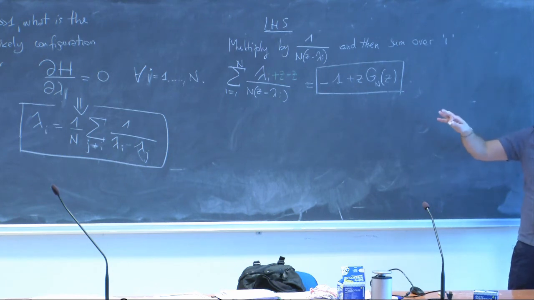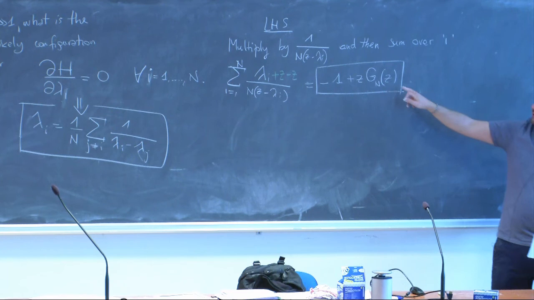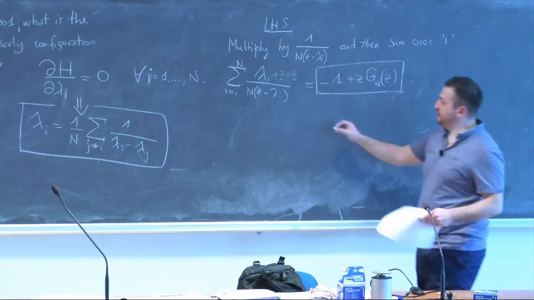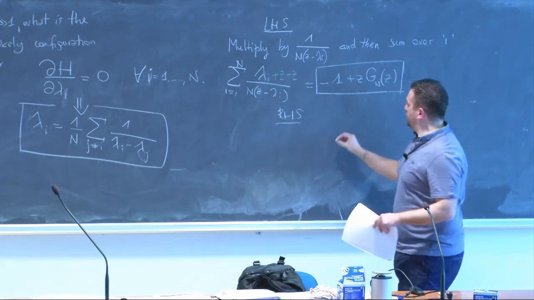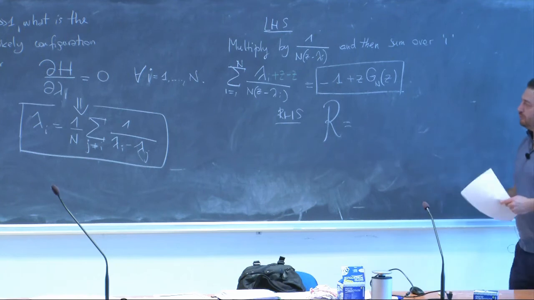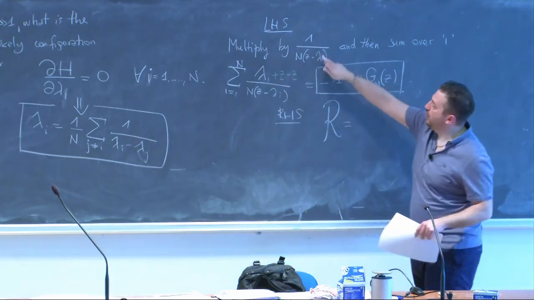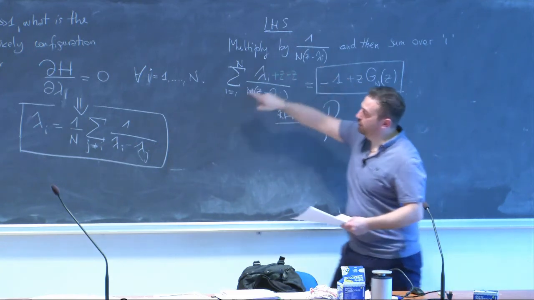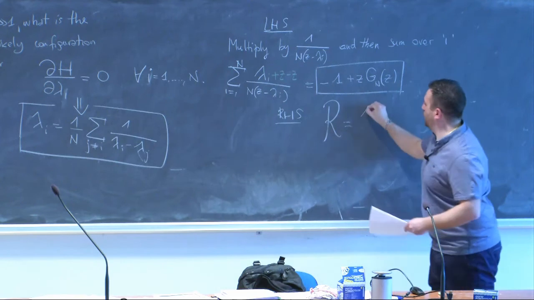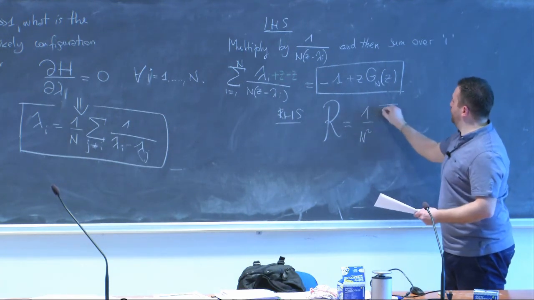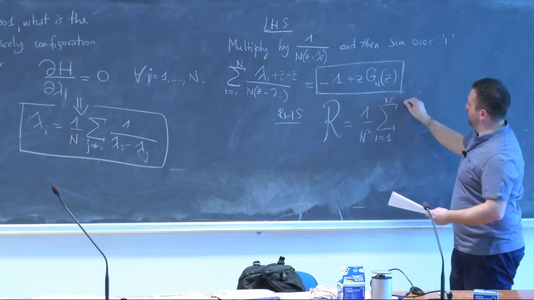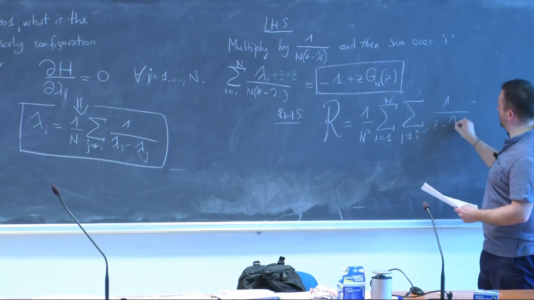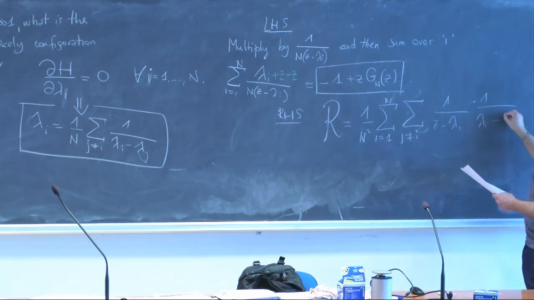Now we do the same thing on the right-hand side, and in the end we will take the limit n to infinity and get an equation for the resolvent that we can then try to solve. So let's call R the right-hand side of this equation. We need to multiply by 1 over n times z minus lambda i and sum over i. There is a 1 over n here and a 1 over n here, so in total we have 1 over n squared, summation over i, summation over j different from i, of 1 over z minus lambda i, 1 over lambda i minus lambda j.